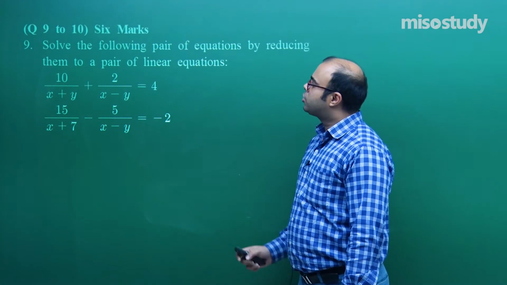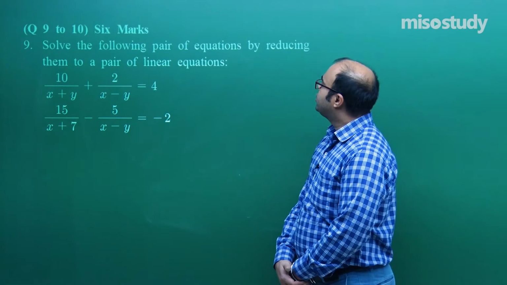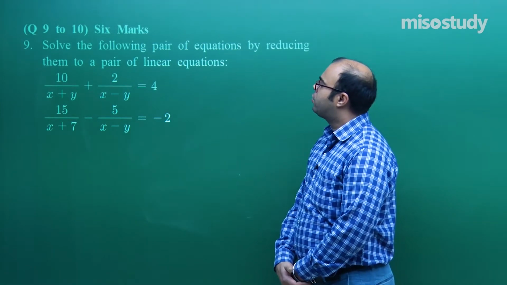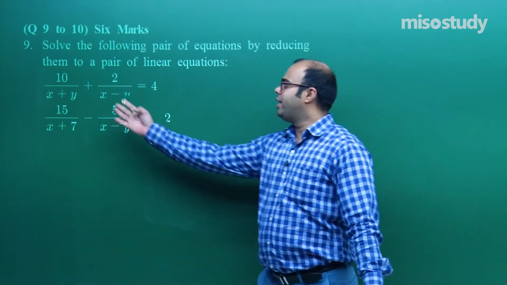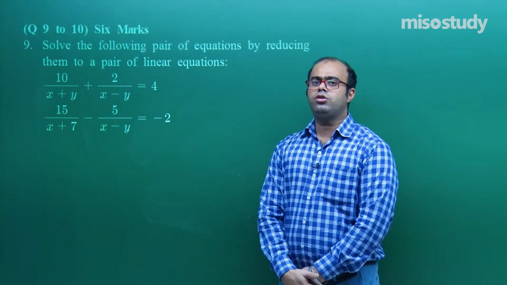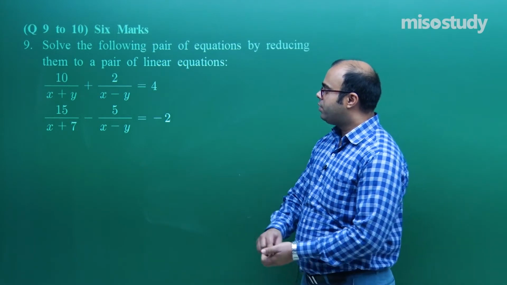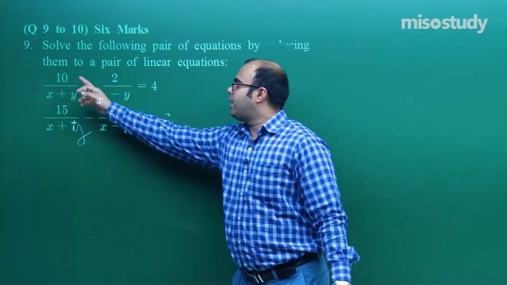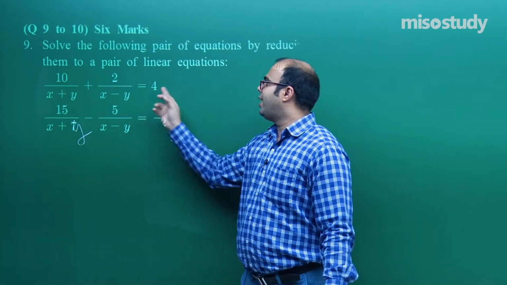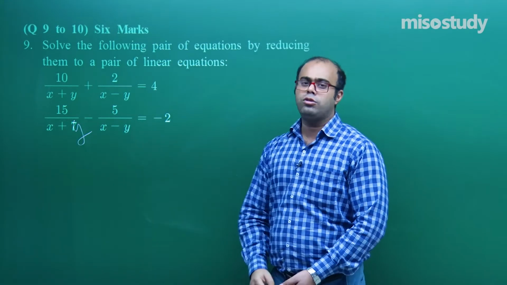Let us come to the 6 marks questions, which is the 9th question. Solve the following pair of equations by reducing them to a pair of linear equations. Right now they are not linear equations, so we have to reduce them to linear equations. How will we do that? Here, this is a printing mistake, this is y, this is not 7. So 10 by x plus y, plus 2 by x minus y is 4, and 15 by x plus y minus 5 by x minus y is equal to minus 2.